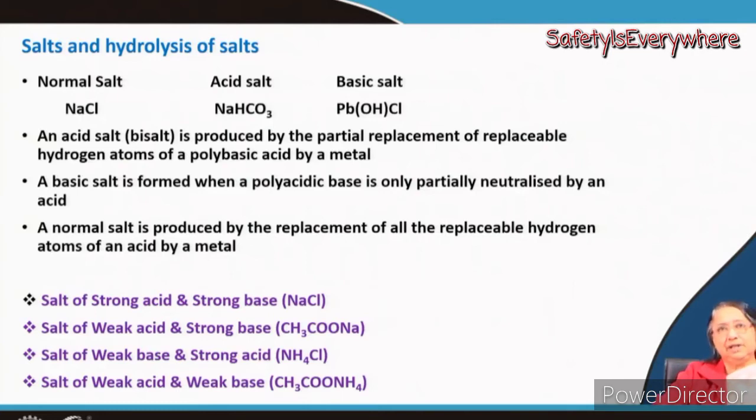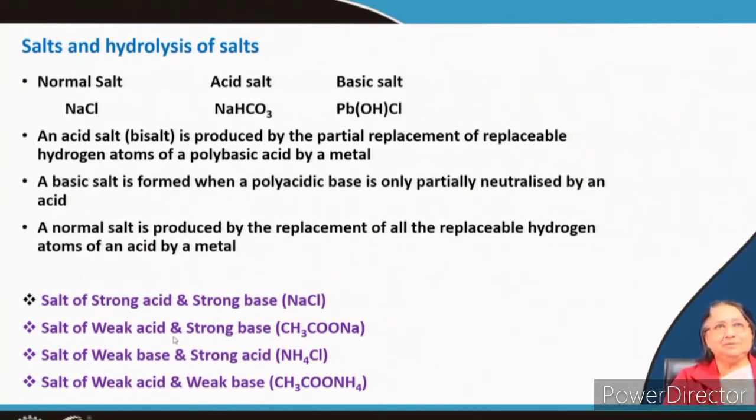In one type of classification, we can tell that salts can be divided into normal salts, acid salts and basic salts. By definition, in NaCl there are no replaceable hydrogen atoms or replaceable OH groups, that is why it is called a normal salt. Here we can see that there is one hydrogen which can be replaced by any metal, so it is an acid salt or bisalt, and here there is one OH group which can be replaced, so it is the basic salt.